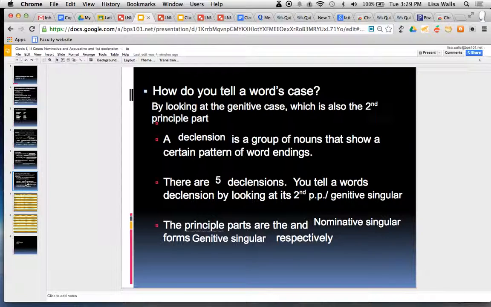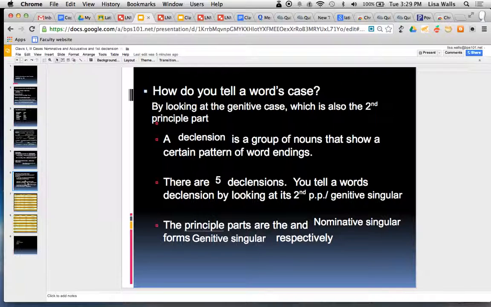How do you tell a word's case? Well, you have to look at its genitive case, which is also the second principal part. And don't worry, that's a big, scary kind of definition that you'll get used to, and you just need to see a lot of this to help you understand.